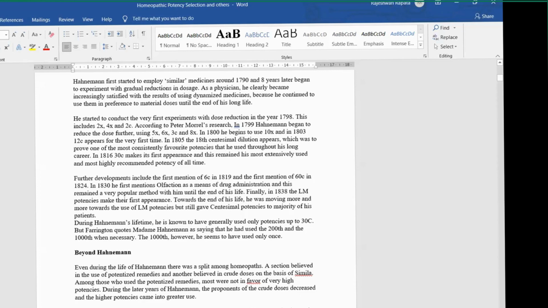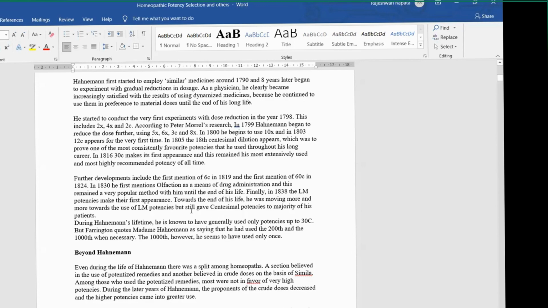Still it was a lower potency only, because since 12C is a lower potency, slowly he went to 30C, and then he recommended that 30C works very well, and he started proving also in 30C only. Further, in 1819, he started making 60C potencies. Then he also mentioned in 1830 that one of the modes of giving medicines is olfaction. So drug administration can be done through smelling. He advised that olfaction can be adopted to give the medicines.